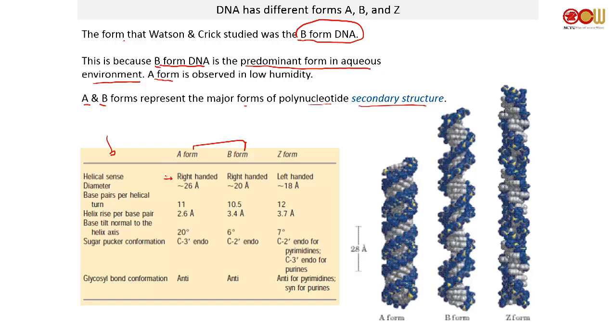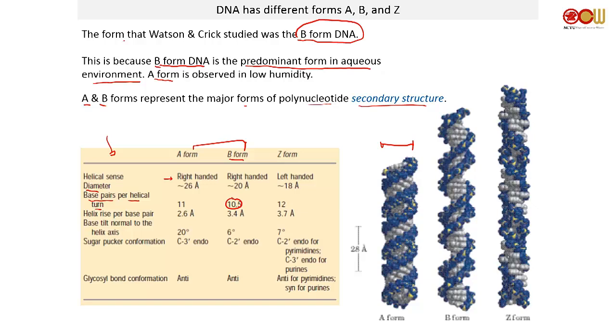The diameter for A form is larger than B form. We'll see in just a minute what that actually looks like. And you have base pairs per helical turn, meaning in order to complete one turn, how many bases do you have? Remember in our last lecture we said something like 10. Turns out for B form it's actually 10.5, so it's a little bit off, but no problem. A form is 11 base pairs per turn.